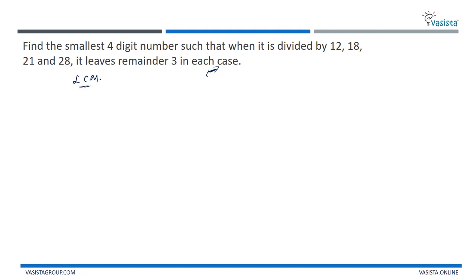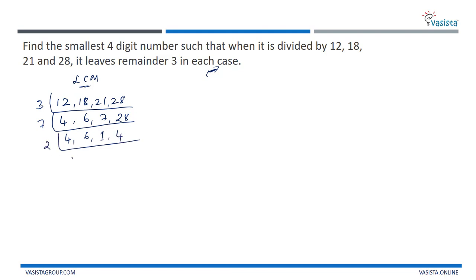First let us find the LCM of 12, 18, 21 as well as 28. Let me start dividing by 3. 3 4s are 12, 3 6s are 18, 3 7s are 21. 28 is not divisible by 3, so let me keep it as it is. Let me go with 7 again; 4 and 6, I can't divide. 7 1s are 7, 7 4s are 28. Now let me go with 2: 2 2s, 3s, 1 and 2. Again further I can divide by 2: 2 1s, 3, 1, I can't divide.